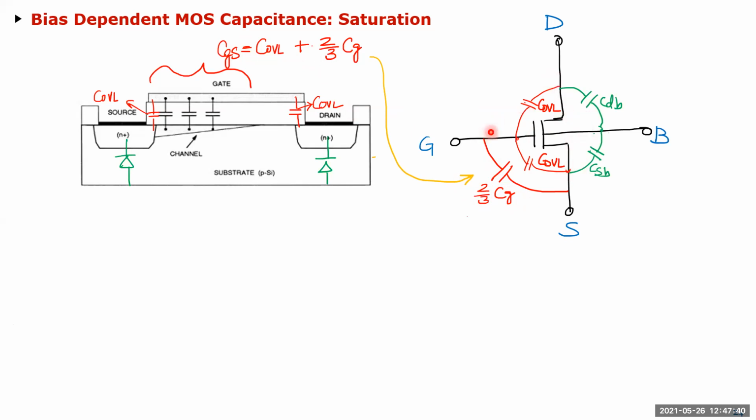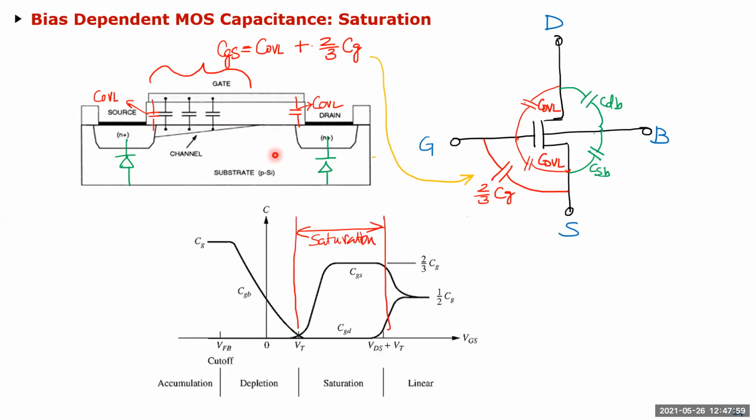And gate to drain is just this overlap, because now there's no channel connecting here. So there is no field. The only fields which are going from gate to drain are these overlap areas. After that, all the field is in this channel area. And then you have some gate to source, but that's a tiny portion. Most of it is just gate to source. Okay, so that's the region of operation.